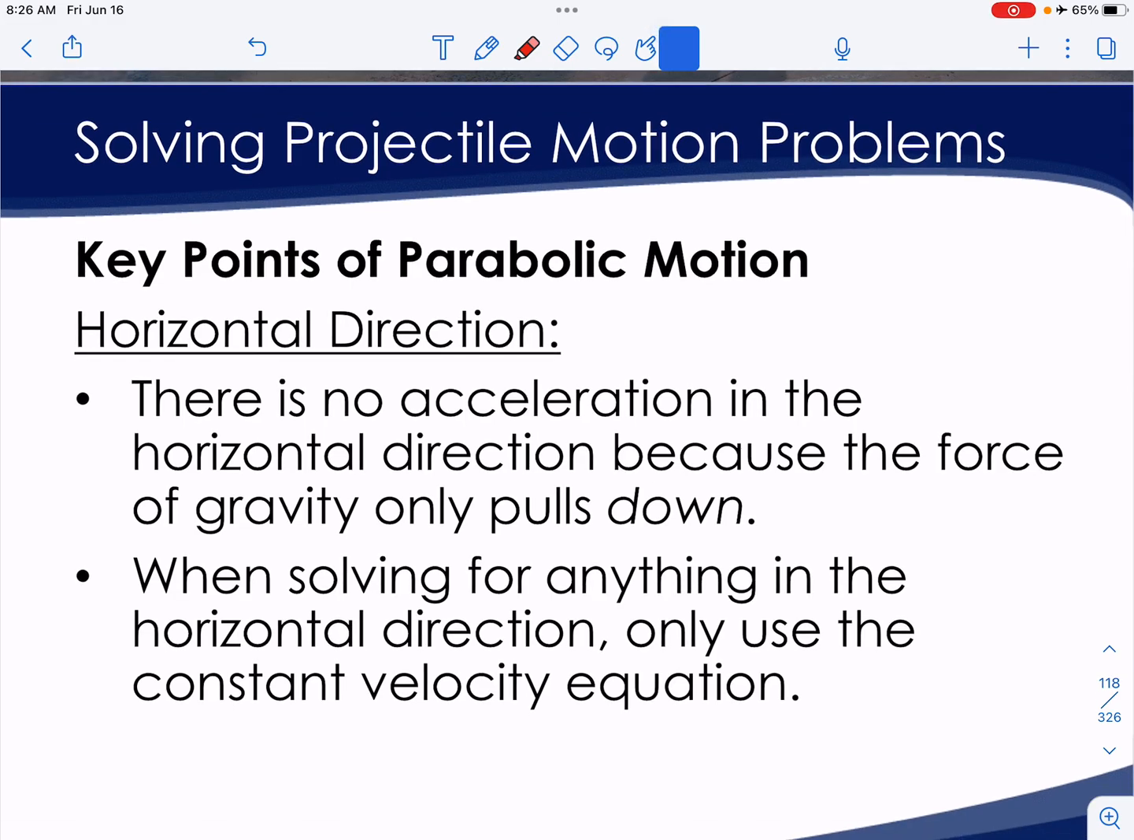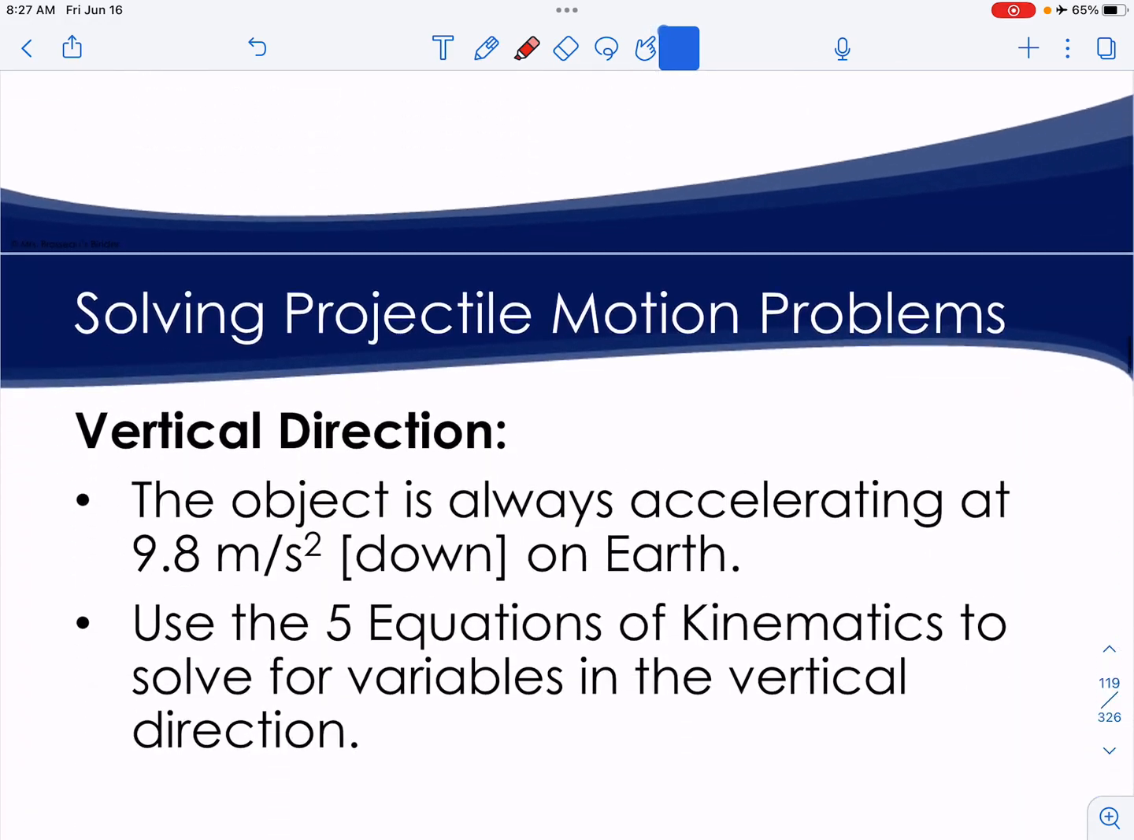Some of the key points of a parabolic motion problem: in the horizontal direction, there is no acceleration because the force of gravity only pulls down. If there was air resistance, there would be a negative horizontal acceleration. But as I said in the last lesson, we were ignoring any air resistance and just assuming a constant horizontal velocity. When solving for anything in the horizontal direction, only use the constant velocity equation.